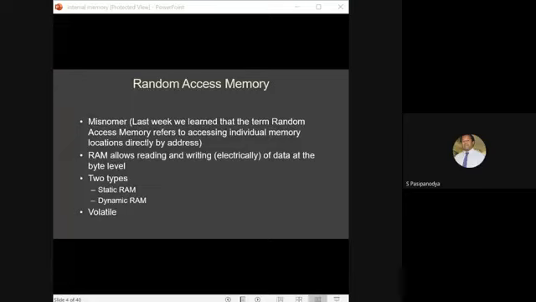So when we're talking about random access memory, we're saying we want to allow a computer to read and write data at byte level, not at bit level. The capability to read and write data at byte level allows for faster processing. It allows for faster retrieval of memory. It allows for faster retrieval of instructions.